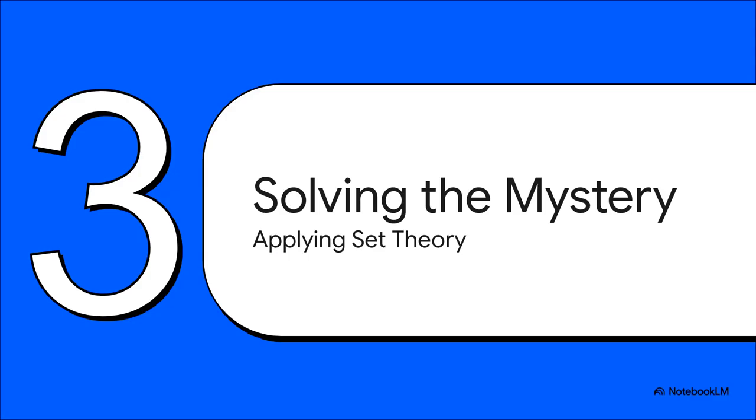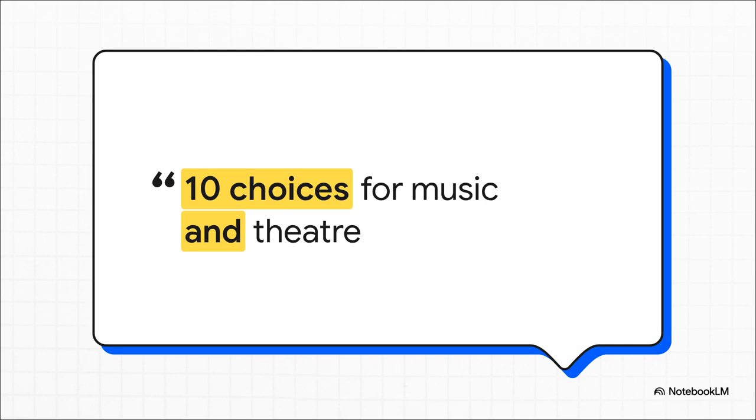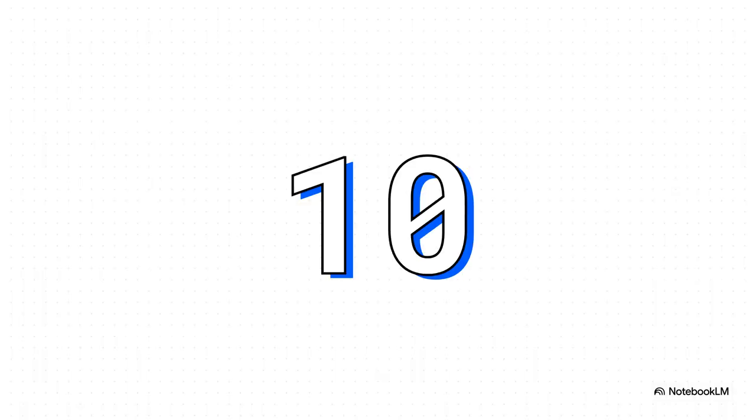All right, our toolkit is ready. Let's get back to that confusing survey and use these ideas. We're about to find out exactly where those 2 extra students were hiding. And here it is. The most important clue was buried right there in the results. It says there were 10 choices for music and theater. That one little word, and, well, that changes everything. This is it. This is our intersection. This is the overlap. It means that 10 students were counted twice. They raised their hand for the music group, and then they raised their hand again for the theater group. This is where our phantom students were hiding all along.